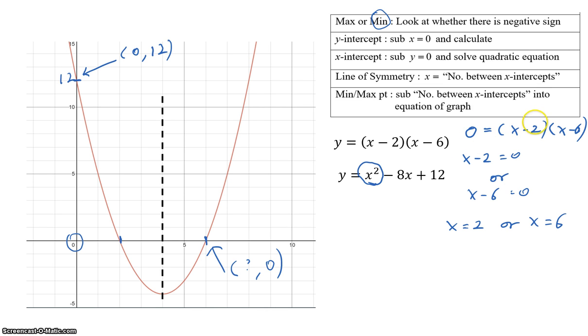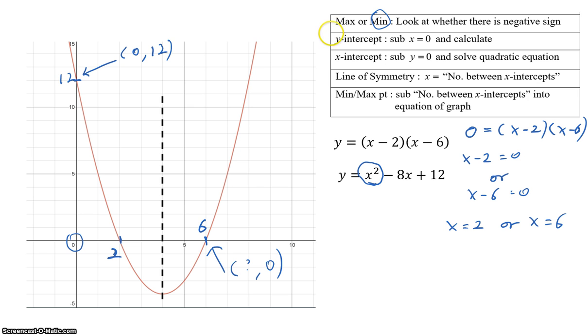When two brackets multiply to equal 0, like we learned in Sec 2, it's going to be this bracket equals 0 or the other bracket equals 0, and we have two answers. From x minus 2 equals 0, I get 2. From x minus 6 equals 0, I get 6. So one number is 2, one number is 6. By common sense, this must be the smaller number, and this must be the bigger number. Okay, so that's how you find the x-intercept.